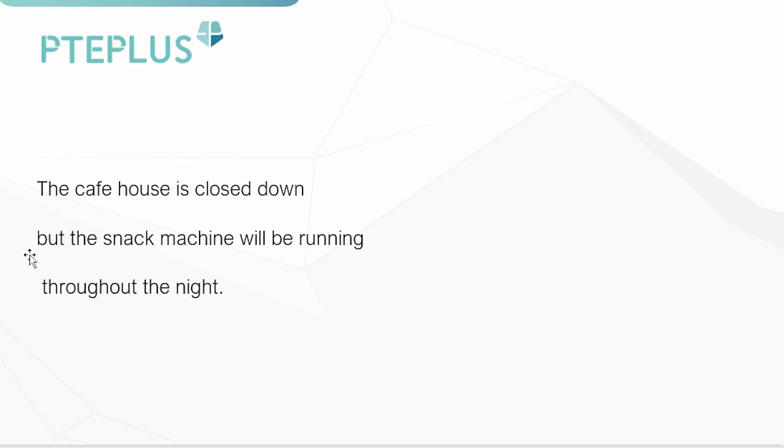So in regards to how can we simplify it, because we have 3 phrases here, it's only natural that we find some phrases easier to remember compared to others. And even in each individual phrase, there will be parts which will be tougher than others. So throughout the night, that's easy for us to remember, right? The cafe house is closed down. That's got a little bit more complexity.